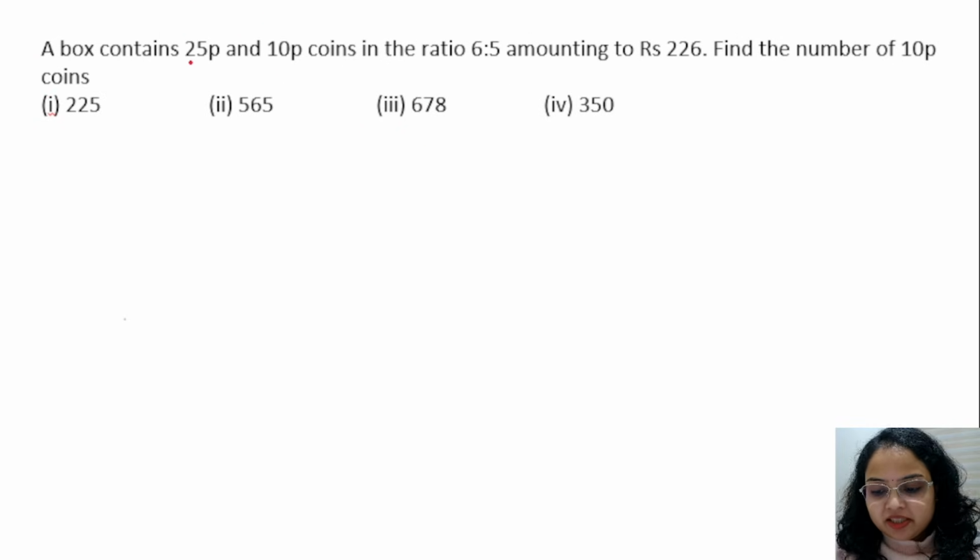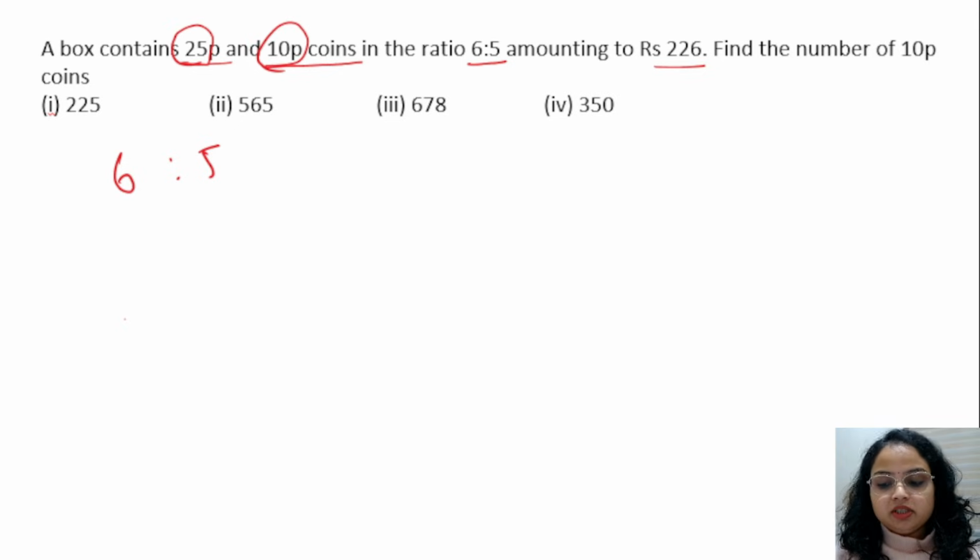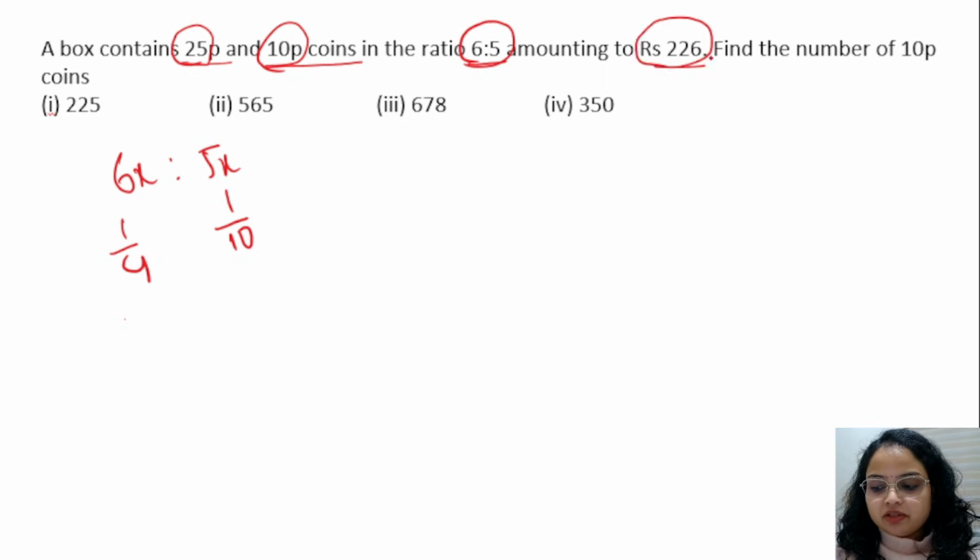Next one. A box contains 25 paisa and 10 paisa coins in the ratio 6 is to 5, amounting to 226 rupees. Okay, so here 25 paisa coins and 10 paisa coins are there. What is the value of a 25 paisa coin? It is 1/4 rupee. And what is the value of a 10 paisa coin? It is 1/10 rupee. And the ratio is given as 6 is to 5. We will assume as 6x and 5x. And the total amount is given as 226 rupees. So these 25 paisa coins and 10 paisa coins total amounts to 226 rupees.